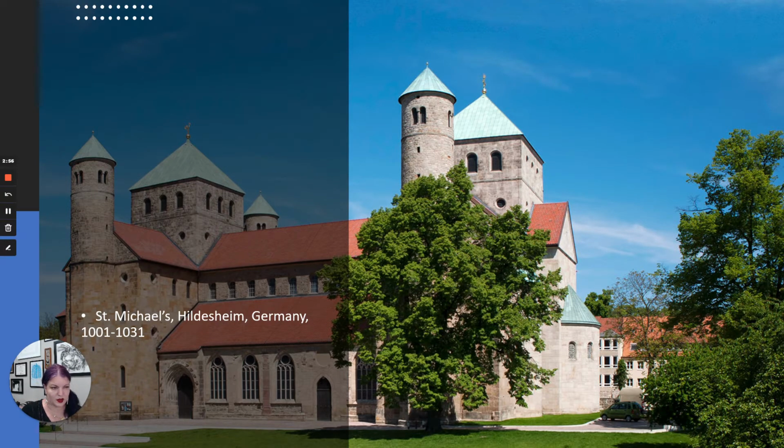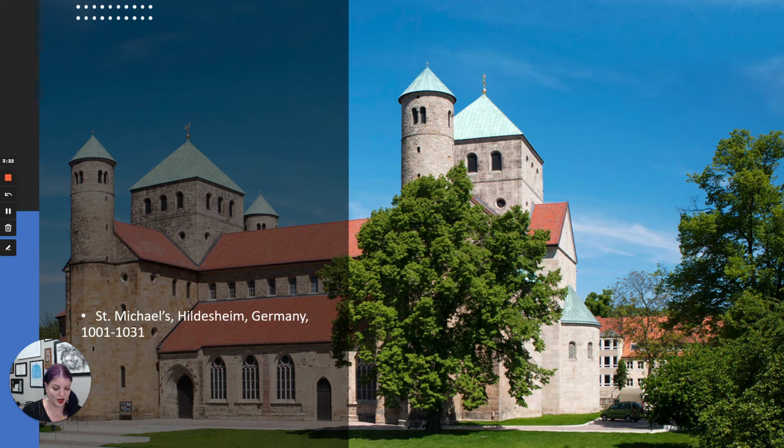So this is in Hildesheim, Germany. This is St. Michael's. And Bishop Bernward was a big patron of the arts, of Ottonian art and architecture. He was the bishop of this church, and he wanted to turn St. Michael's into a center for learning. He himself was an artist. He was a bronze caster and craftsman, so he was a sculptor.